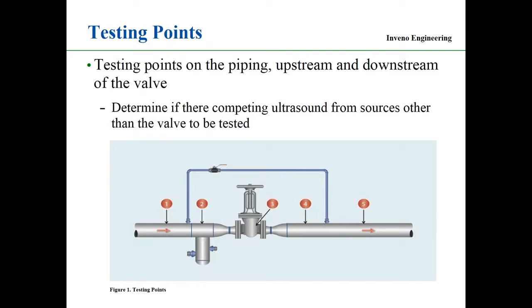The thing about it is that the testing points on the piping, upstream, downstream of the valve, we have to take several testing points. As shown on this print, we have test points upstream, 1 and 2, at the valve, at the discharge side of the valve, which is the discharge passage of the valve, is test point 3, and test points 4 and 5. Why are we taking the test points? We're looking to see if we have competing ultrasound that could be throwing our reading off coming from upstream or downstream, and knock out that competing ultrasound.